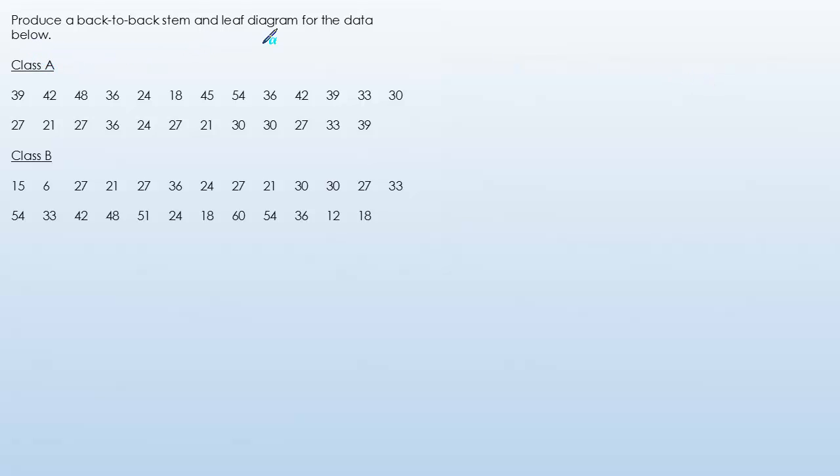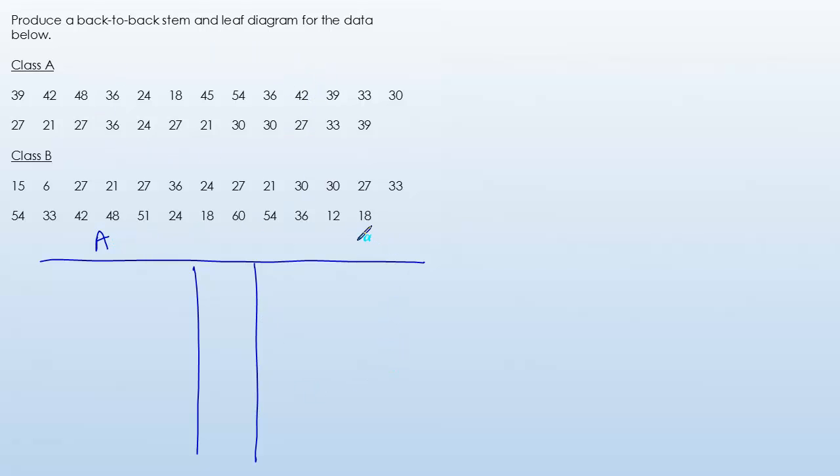Produce a back-to-back stem and leaf diagram for the data below. So when I collect the data initially, I always just do an unordered diagram, just simply to get the information from here into the diagram. And I'm going to do class A on this side and class B on this side.